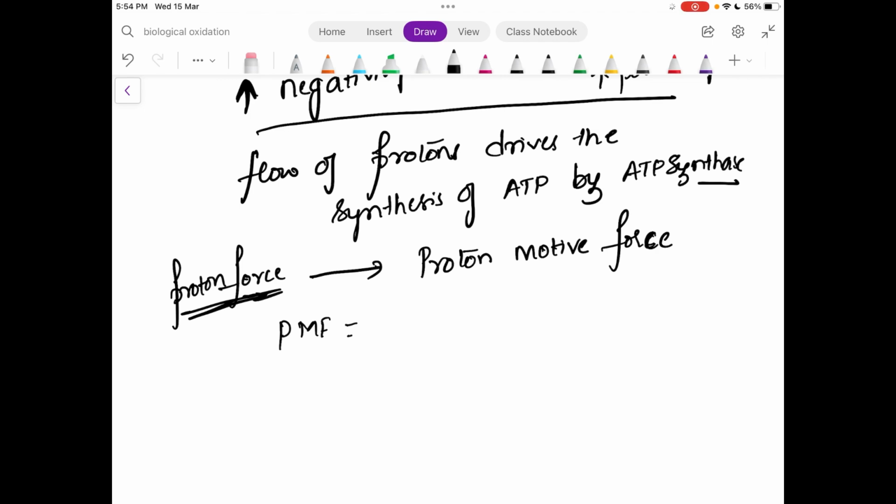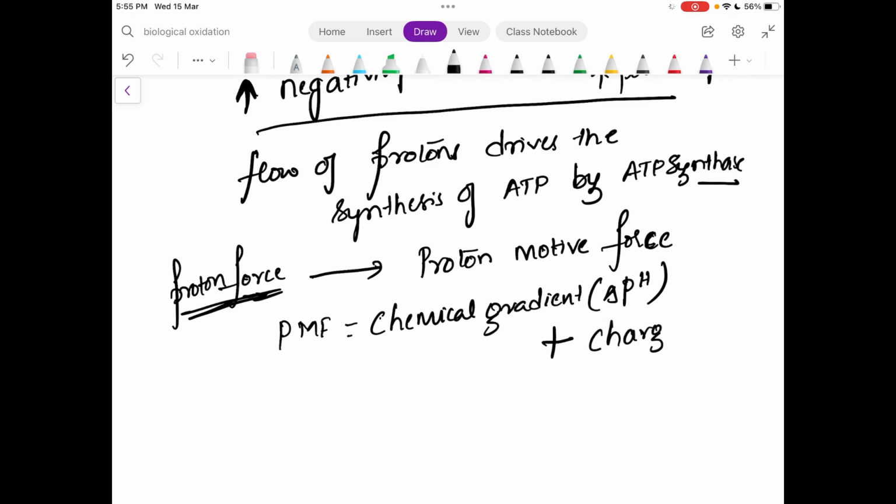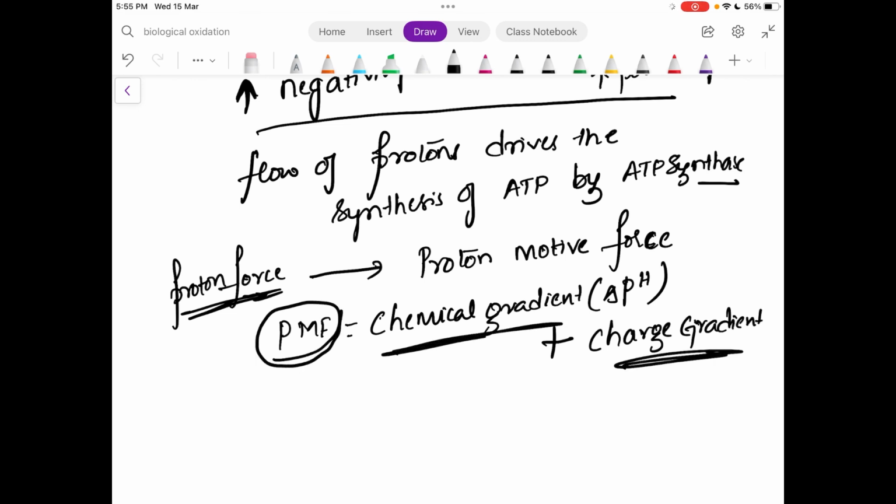This proton motive force consists of two components. One is the chemical gradient, which is caused due to movement of protons, that is, change in pH, plus the charge gradient. Both these factors cause the proton motive force. This proton motive force helps in the synthesis of ATP with the help of ATP synthase.